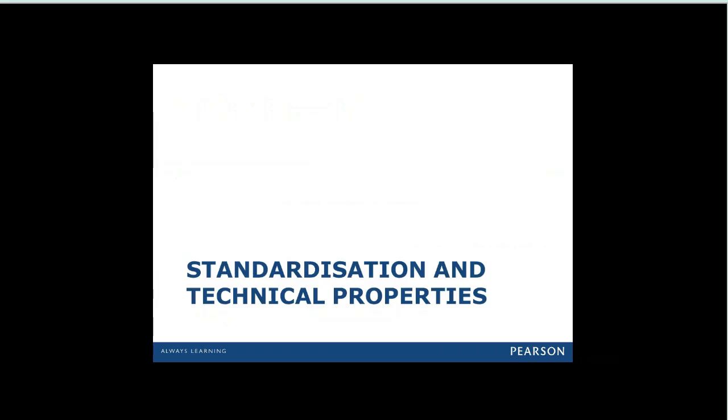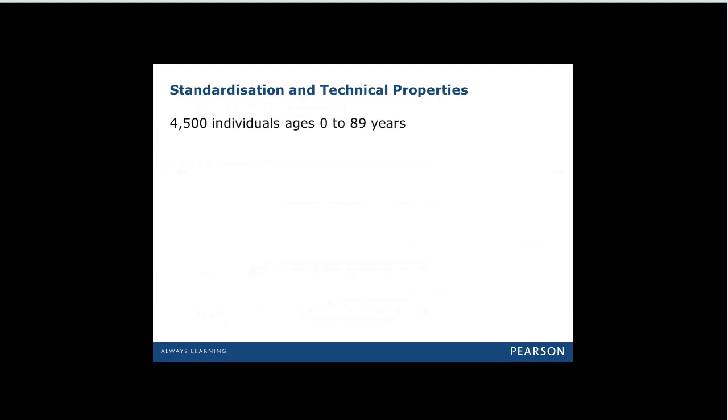So in terms of a quick look at standardisation and some brief technical properties, these are pretty boring, so I'll go through them fairly quickly. In terms of standardisation, there were nearly 5,000 individuals that were asked to complete this particular test and that were included in the final standardisation norming group, of course, ranging in age from 0 all the way up to 89.